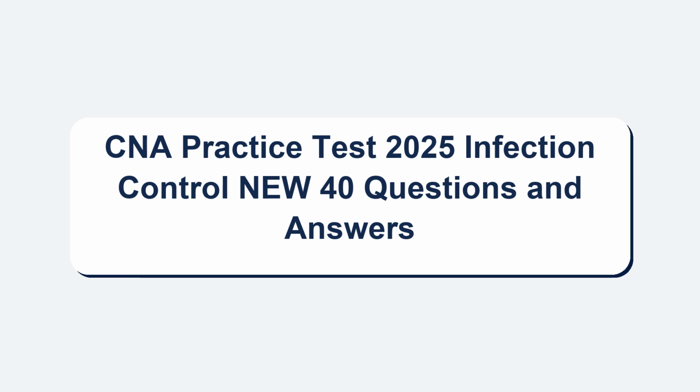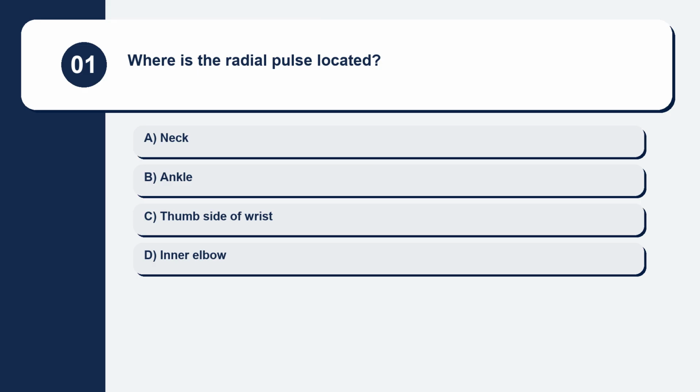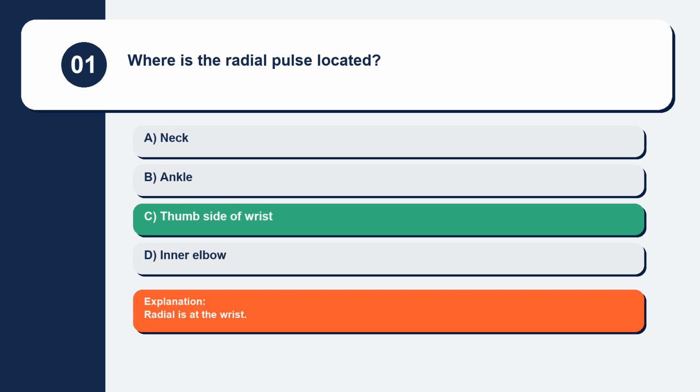CNA Practice Test 2025 Infection Control NEW 40 Questions and Answers. Question 1. Where is the radial pulse located? Neck, ankle, thumb side of wrist, inner elbow. Radial is at the wrist.